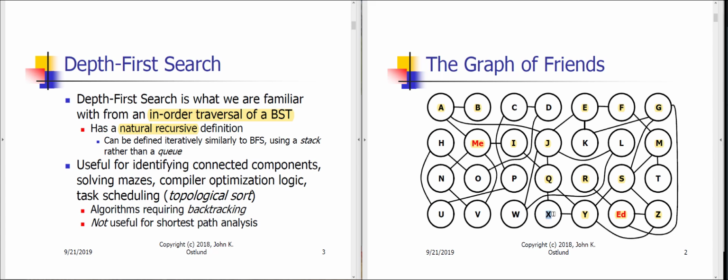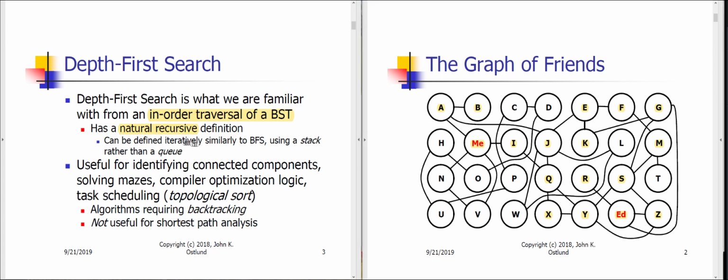We visit X. X does not have any unvisited neighbors, so we have to backtrack quite a bit now. We backtrack to Q, and then to Y, to Z, to Ed, to G, and G has an unvisited neighbor, so we go to K from G. Eventually, this depth-first search algorithm will visit every node in the connected component that includes me, but it's doing downward depth-first searches rather than outward breadth-first searches in order to accomplish this.